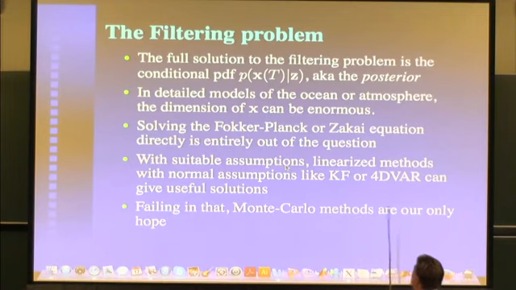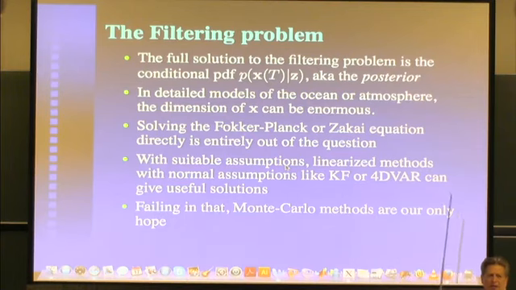Now, with suitable assumptions, there are linearized methods. There is the Kalman filter. That dates from a paper by Kalman in 1960, where he was mostly interested in things like satellite navigation. And the Kalman filter basically works if you have linear dynamics. It's the scheme I mentioned before. If you have linear dynamics, you start with an initial condition. You predict forward until the end of your assimilation interval.